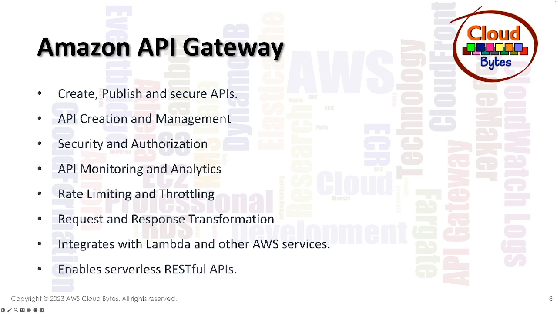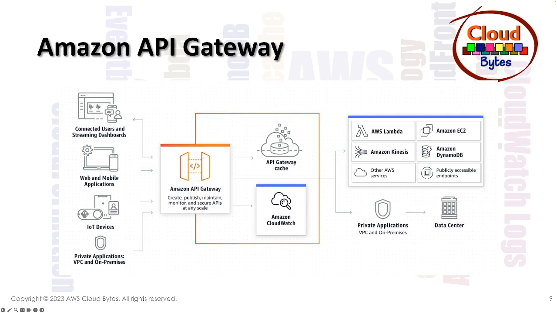And we already discussed this. It enables you to have RESTful APIs. I have a picture for API Gateway. You can see that an API Gateway can allow you to give the public endpoints that can be consumed by the user of this dashboard, by web and mobile applications, IoT devices, on-prem, VPC. They can all call these HTTP public endpoints from API.